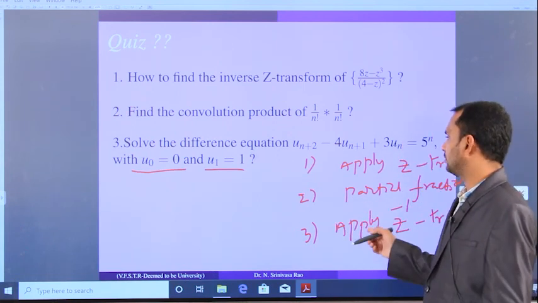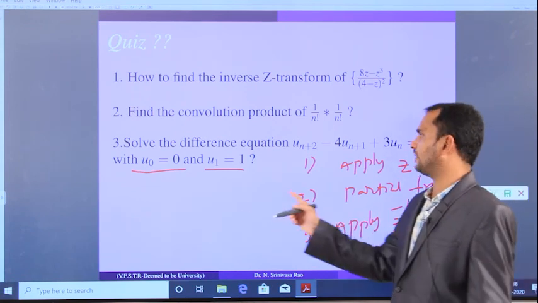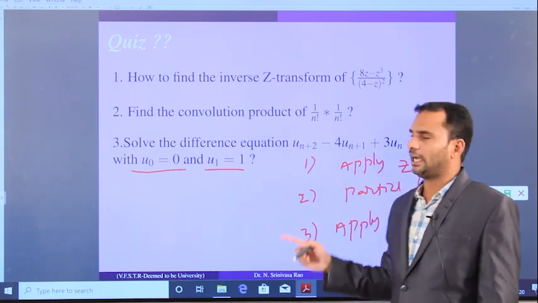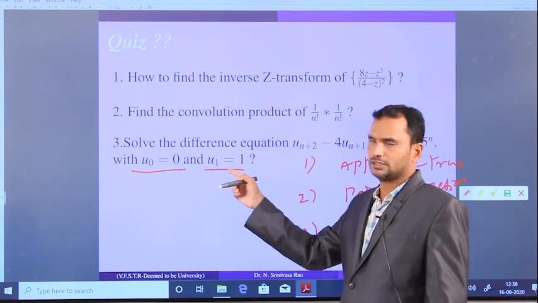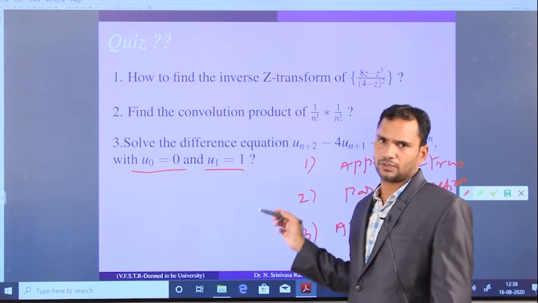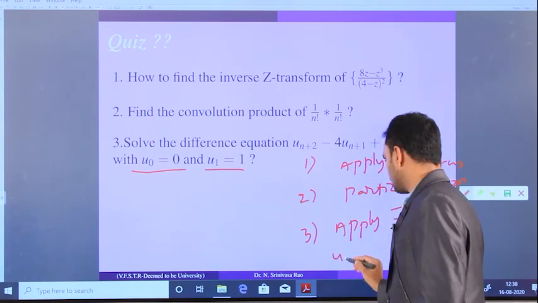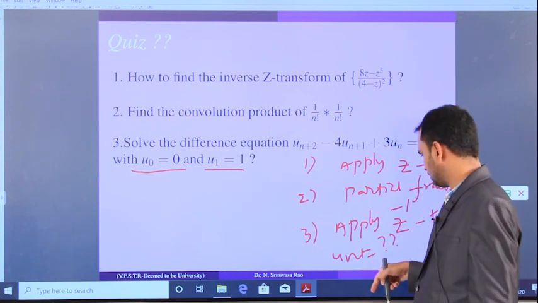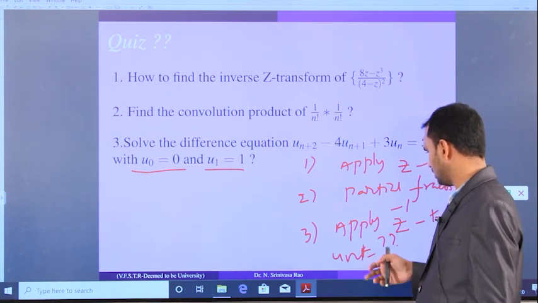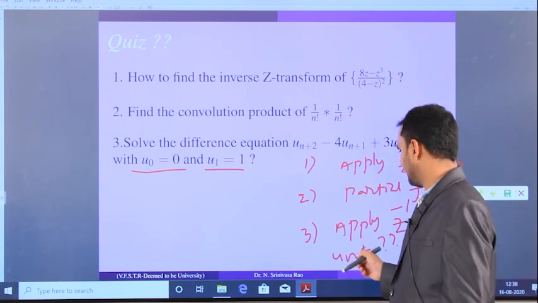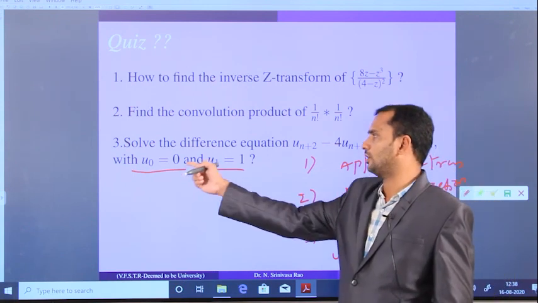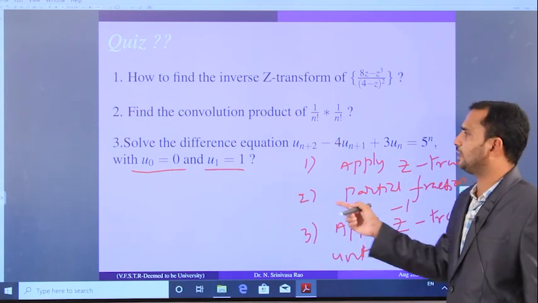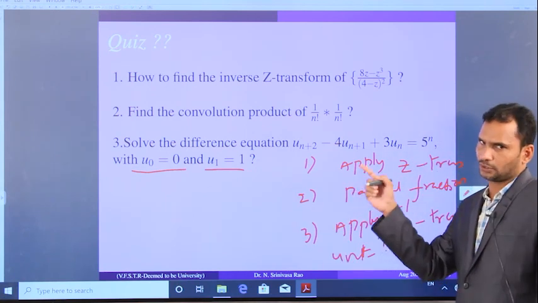Once you have the solution, how to verify is, if you substitute n equal to 0, you have to get u0 equals 0, and if you substitute n equal to 1, you have to get u1 equals 1. So when you solve this you will get un. Now, how to verify is, if you substitute n equal to 0, you will get u0 equals 0. If you substitute n equal to 1, you have to get u1 equals 1. So this way you have to check whether you got the correct solution or not.